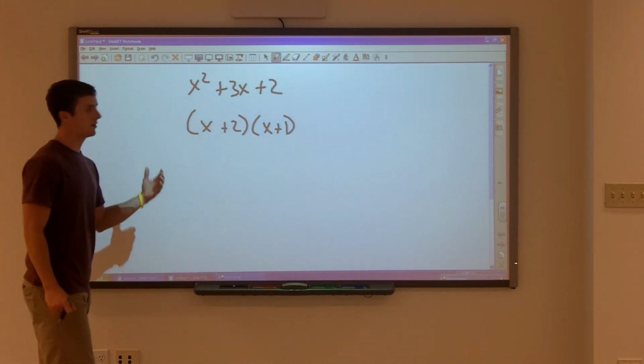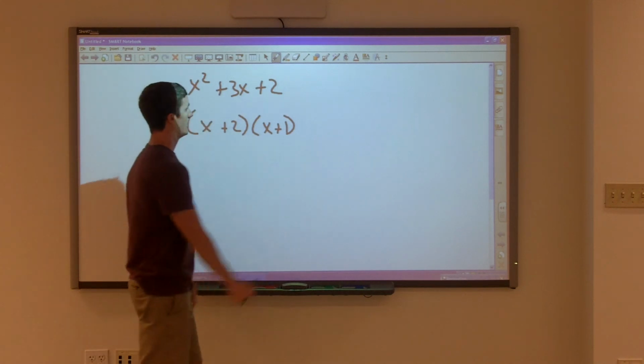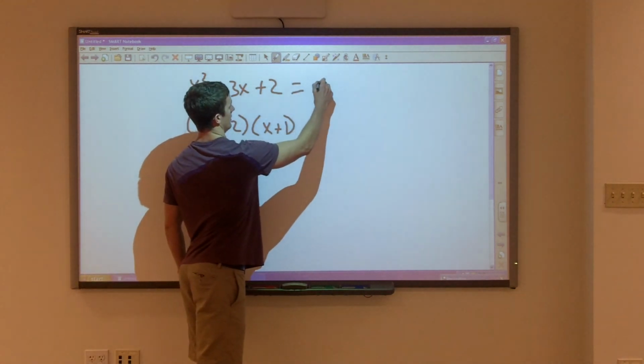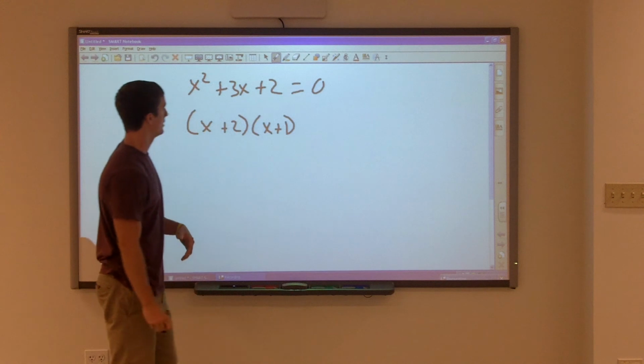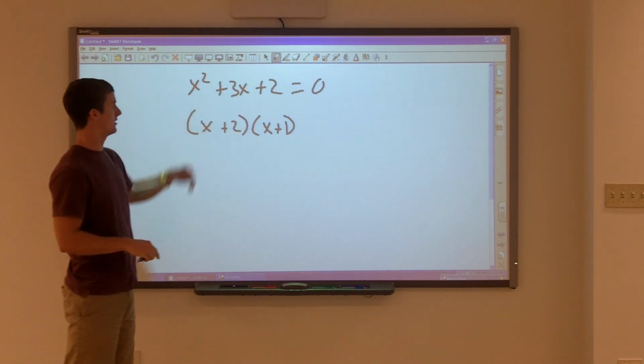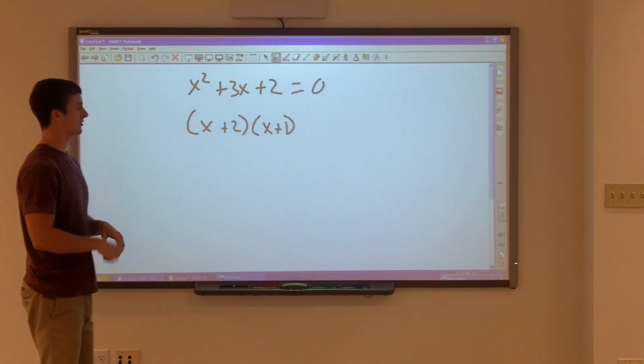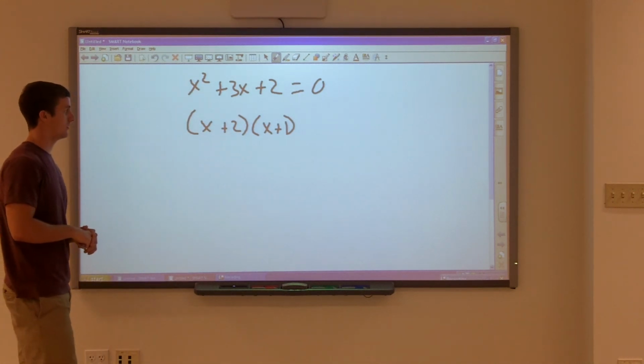But oftentimes, we aren't just told in math classes to factor this. We're going to be told, when you set that equal to 0, see what you get for x. Well, we can't just set this equal to 0 and solve for our x values because we have two different terms. We have an x squared and we have an x. So they're raised to different powers.